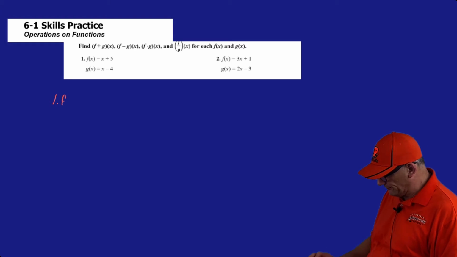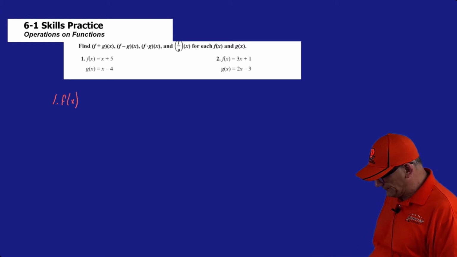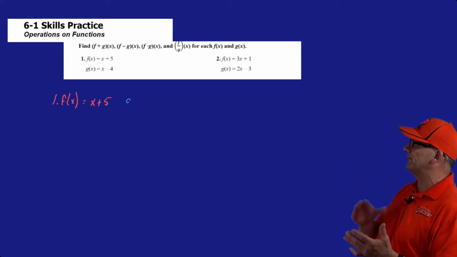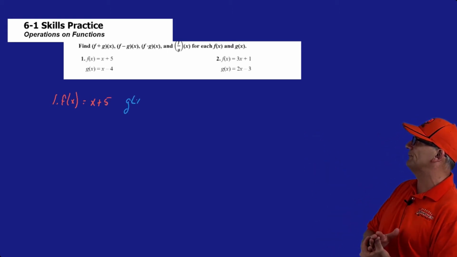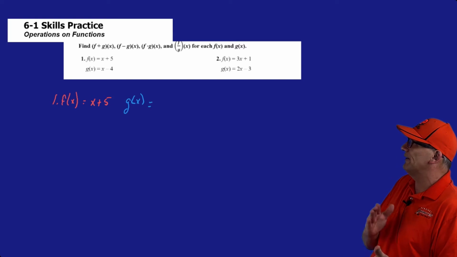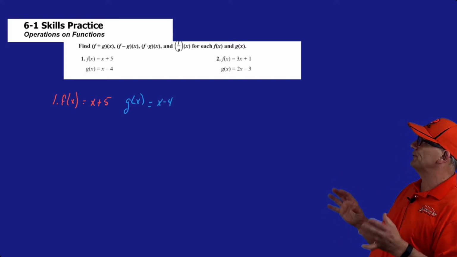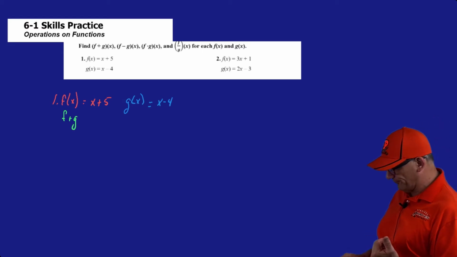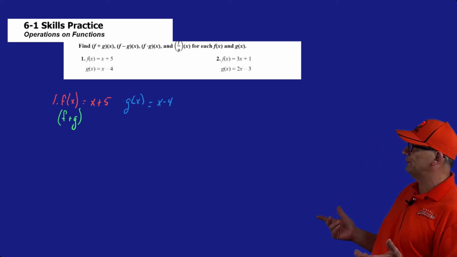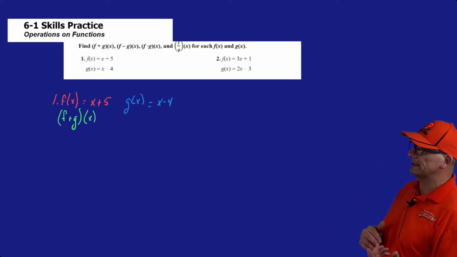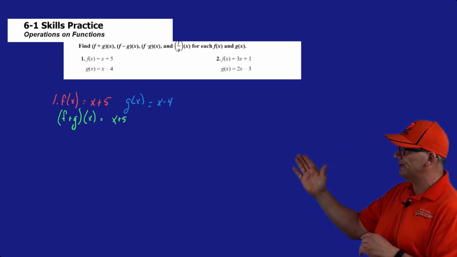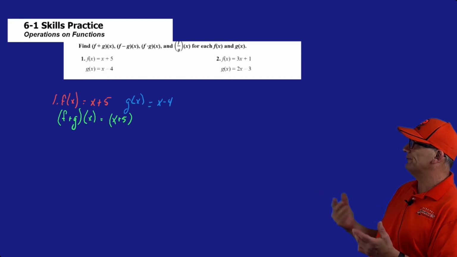All right. So let's take a look at number 1. First of all, we have to understand what all that represents. F plus G, F minus G, F times G, F divided by G. So that's what they're telling you to do. They want you to take F of X, which is X plus 5, right? And they want you to add it to the G of X. That's what it represents. We would write it F plus G of X, and we're simply going to add these together.